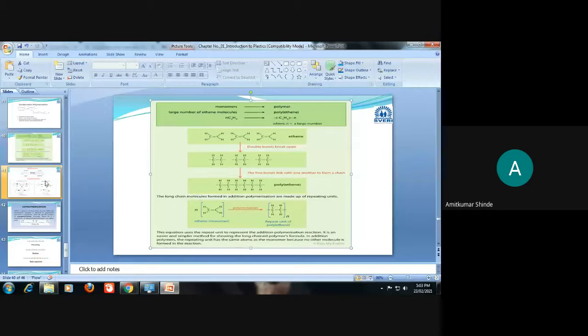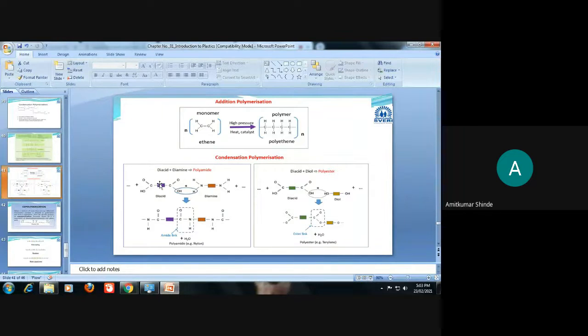Okay, next slide I will take here. Now the next stage is condensation polymerization. This is the example which I have already explained. From ethene monomers, the number of ethene monomers, that's why here n is represented, it will form polythene.